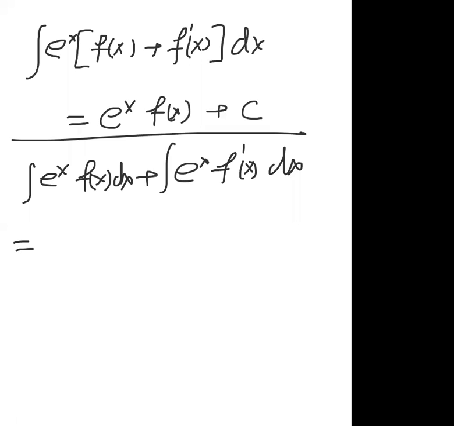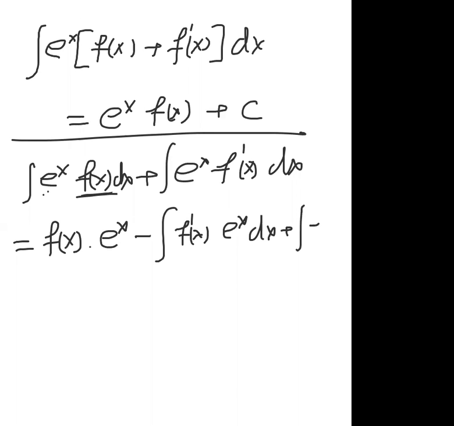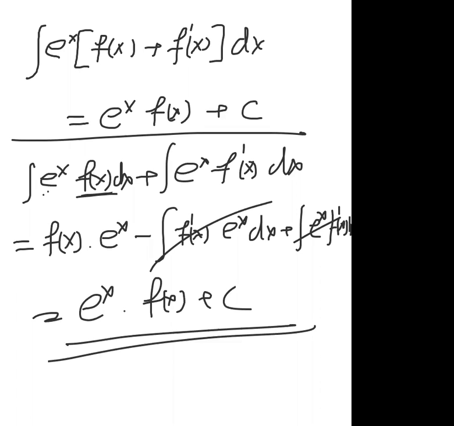Now, what must be taken as the first function and what as the second function? This is one of the very important things. So I'm taking the first function as f x. Integral of e to the power x will be e to the power x, minus integral of differentiation of the first function, f dash x, into integral of e to the power x, which is e to the power x, dx, plus integral e to the power x f dash x dx. See, these two will get cancelled. So it becomes e to the power x into f x plus c. So this is the identity or formula for the above condition.